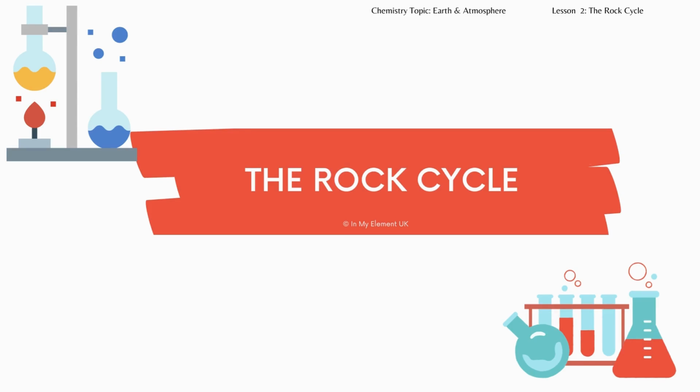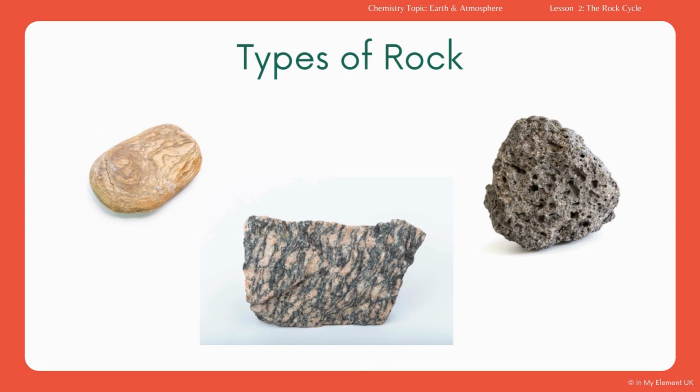Hello and welcome to the chemistry topic Earth and Atmosphere, lesson 2, the rock cycle. In this lesson we're going to look at the three different types of rock, the three main types, and we're also going to look at the rock cycle and how these types of rock are formed.